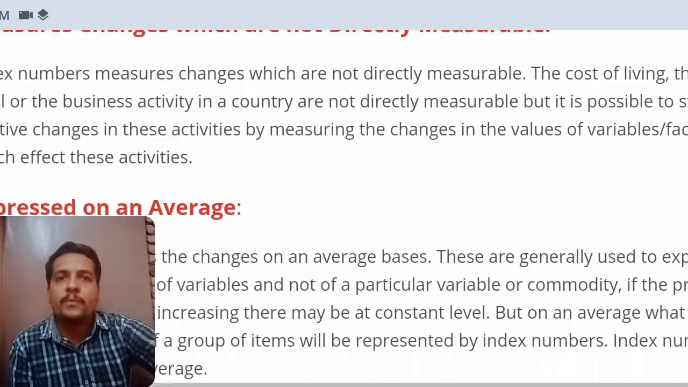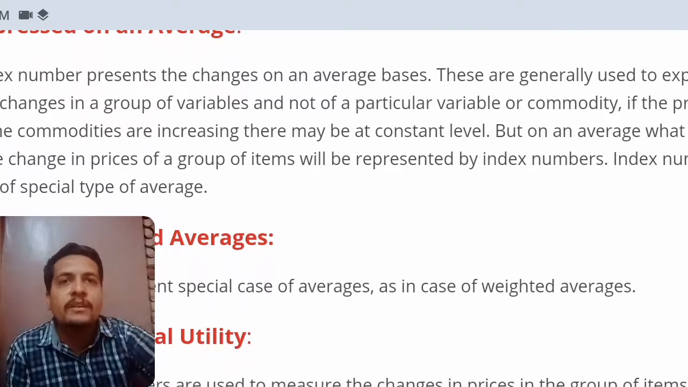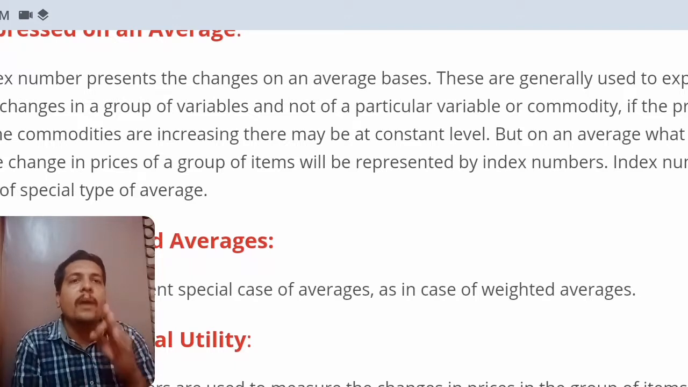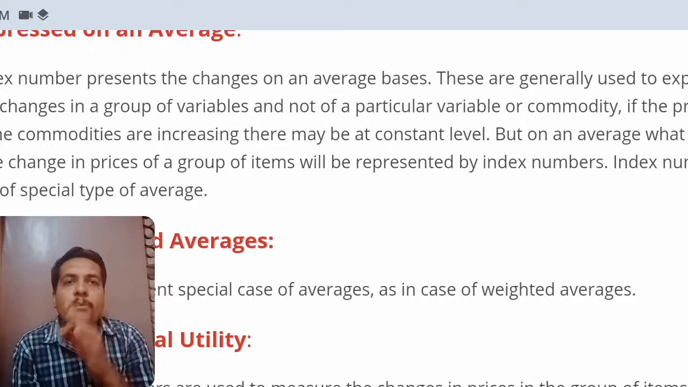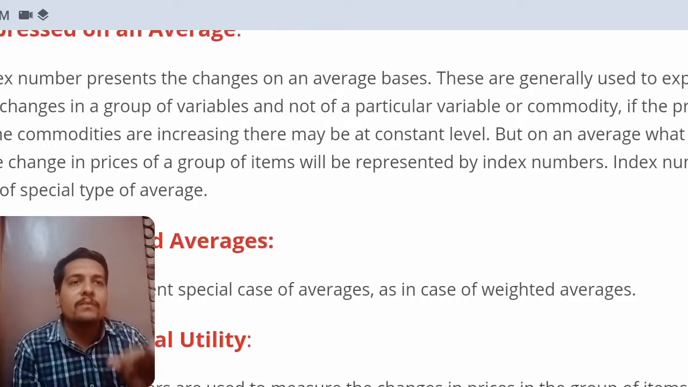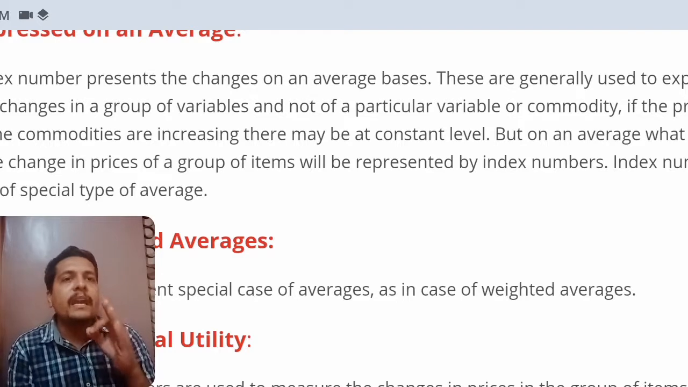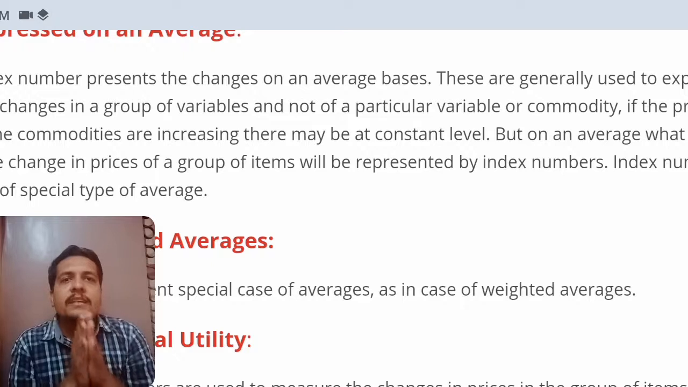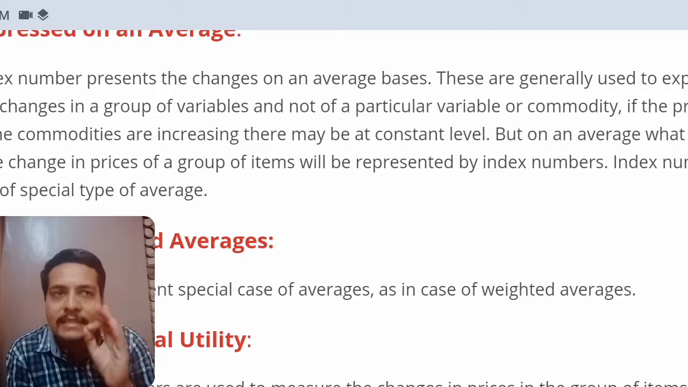This is very important. After that, expressed as an average. This is also important. Index numbers present the change on an average basis. These are generally used to express the change in a group of variables and not of a particular variable or commodity. If the price of some commodities is increasing, others may be at a constant level, but on average, the change in price of a group of items will be represented by index number.